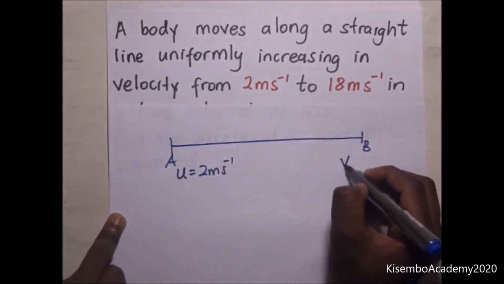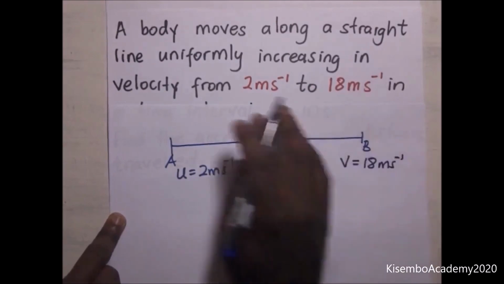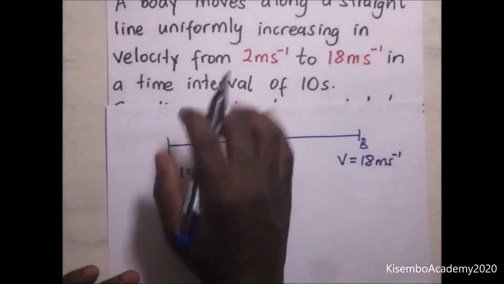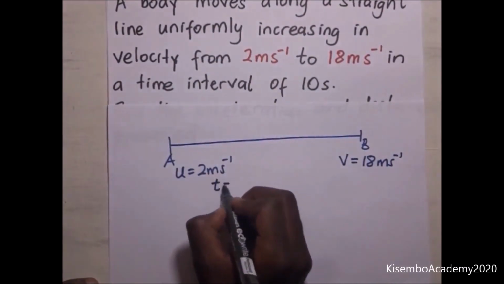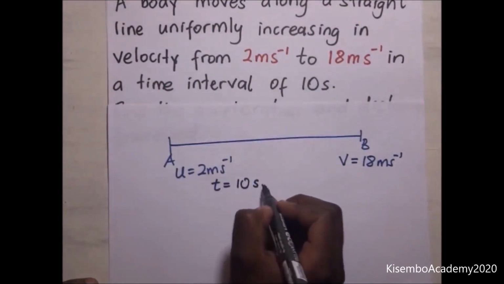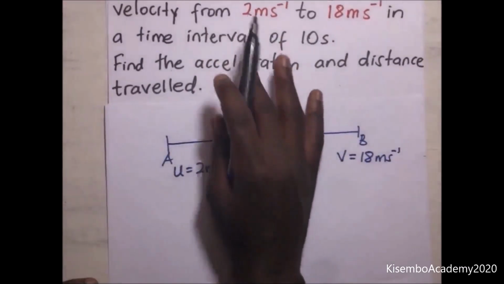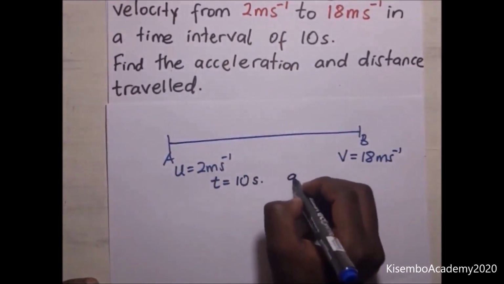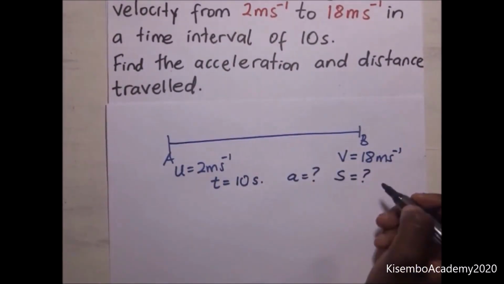So meaning that its final velocity v is going to be equal to 18 meters per second. And it is moving in a time interval of 10 seconds. So meaning that the time it's going to take is 10 seconds. We will be required to find the acceleration and the distance traveled.